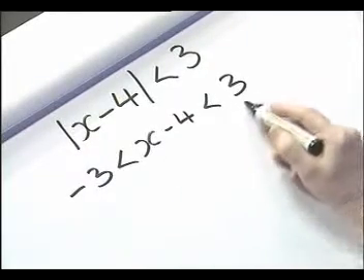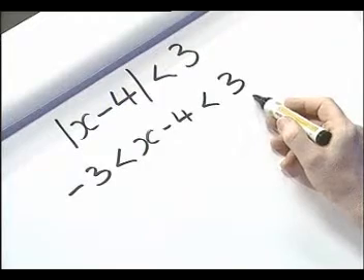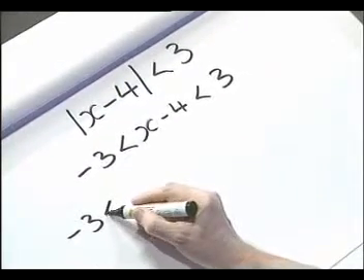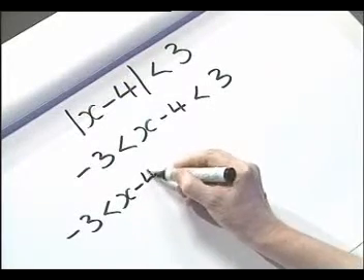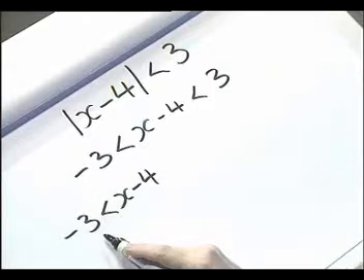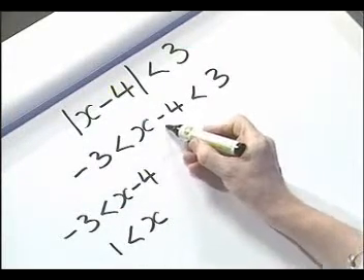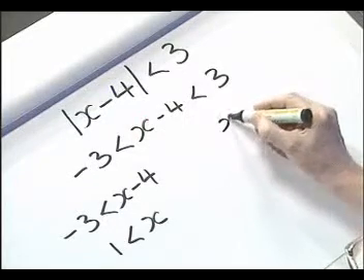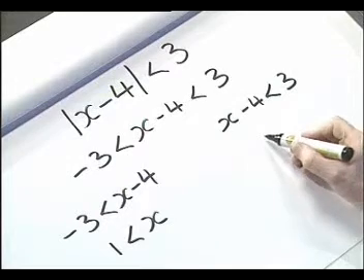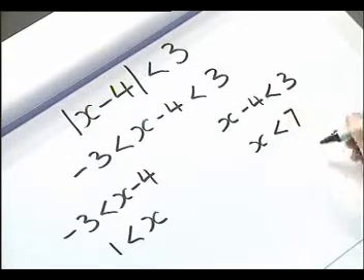This is what we call a double inequality, and we must treat it as two separate inequalities. So on the left we have minus 3 is less than x minus 4. By adding 4 to both sides, we get 1 is less than x. On the right, we have x minus 4 is less than 3, and again we add 4 to both sides to get x is less than 7.